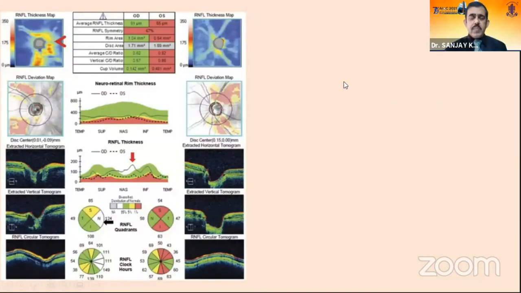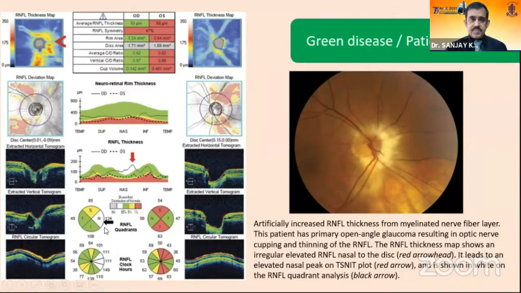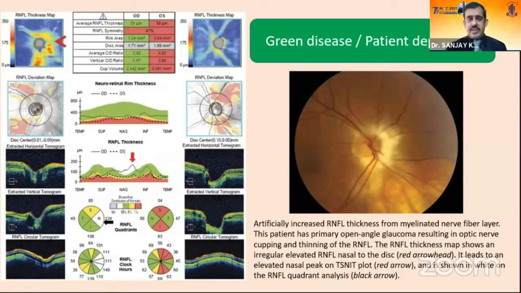Vice versa can also happen. Patient may be glaucomatous but may appear to be normal, so we should not go by OCT. And when we see the fundus photograph, the disc is glaucomatous, but because of the myelinated nerve fibers, the RNFL appears to be thickened. In fact, it appears wide, more than 95% of the normative database thickness. So it is called green disease.